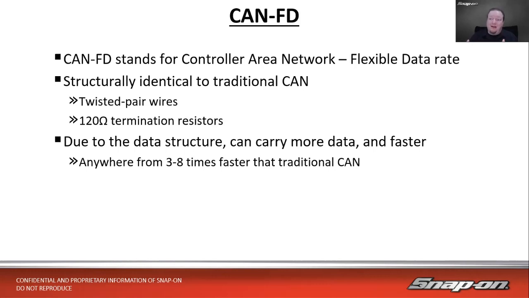So it's structurally identical to traditional CAN. You're going to have twisted pair wires. You're going to have 120 ohm termination resistors. But due to the way the data is structured, it can carry more data and it can be faster. On average, it's going to be anywhere from 3 to 8 times faster than traditional CAN. But going back to that structurally identical part, you can mix CAN FD and regular CAN modules on the same network. So that's the beauty of CAN FD. It just allows the manufacturers to send more data at a faster rate while still using the base CAN structure that they're used to.